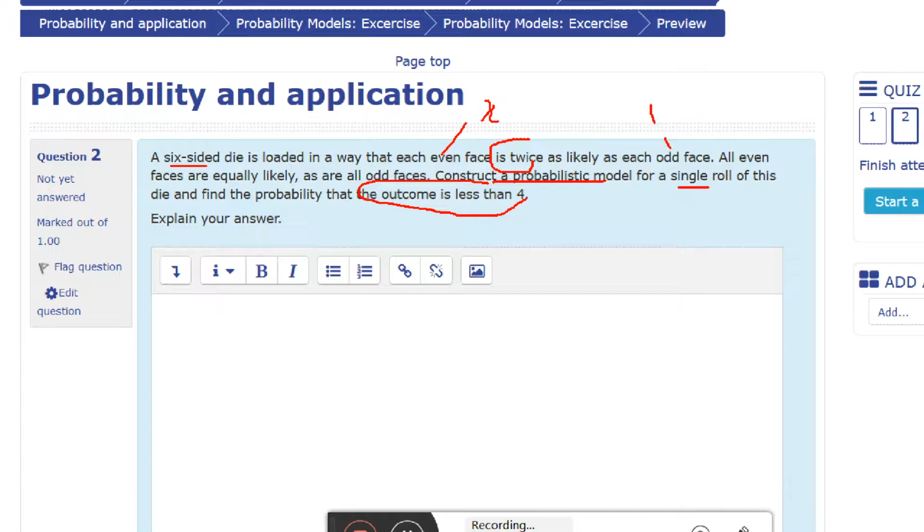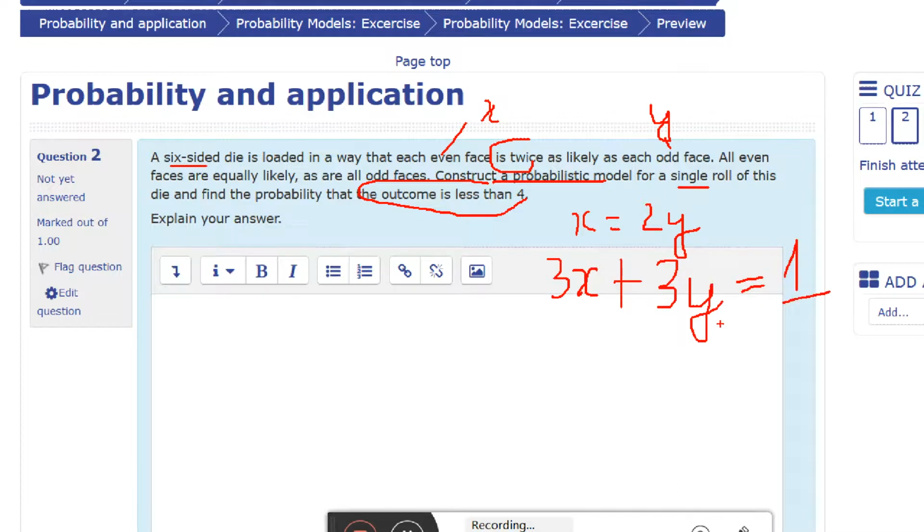The odd face has probability y, and we have x for the even face, which is twice as likely, 2y. Since it is a six-sided die, we have 3x plus 3y equal to 1 because it's a probability law. So from this you can calculate x and y, and after that you can calculate this probability.